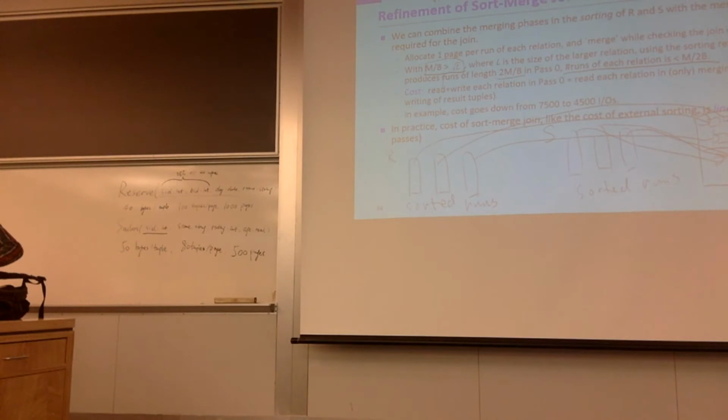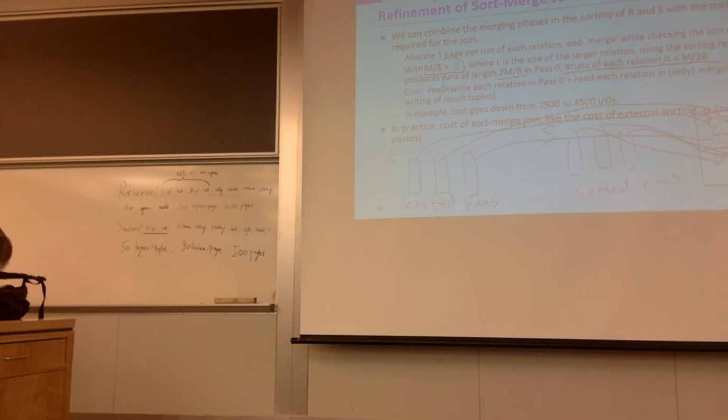Then you can still finish the sort merge join in 2 passes, even with the refined one, because with the refined one you can only have fewer runs per pass. Then you can apply this optimization in the second pass. As a result, the cost goes down from 7,500 IOs down to 4,500 IOs.